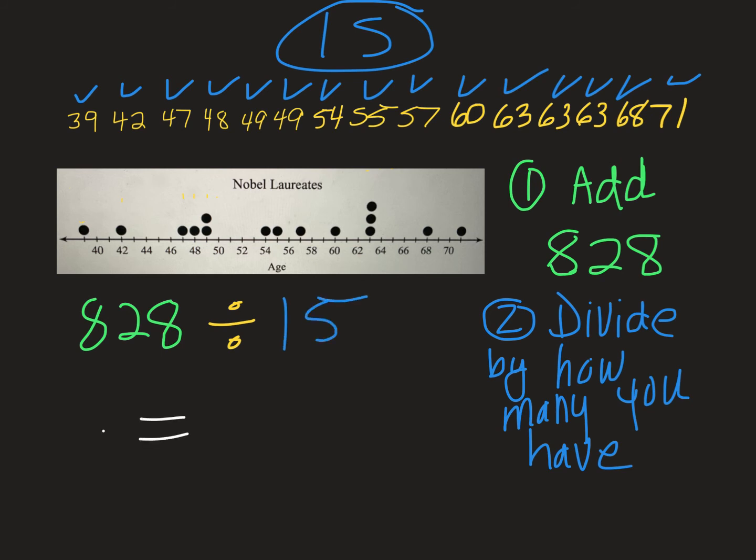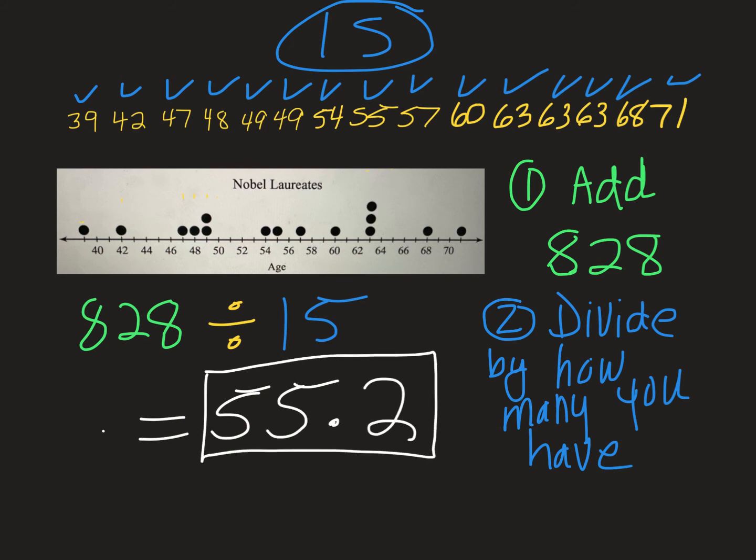And when I did that, I got 55.2. And the directions say to round to 1 decimal place. So that is going to be our first answer for number 1. We're going to do 55.2.